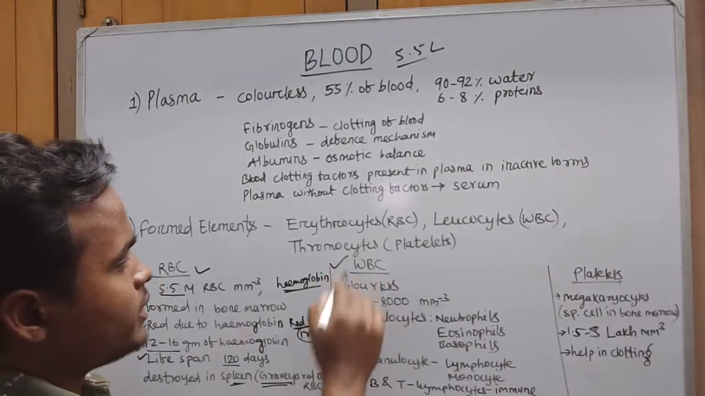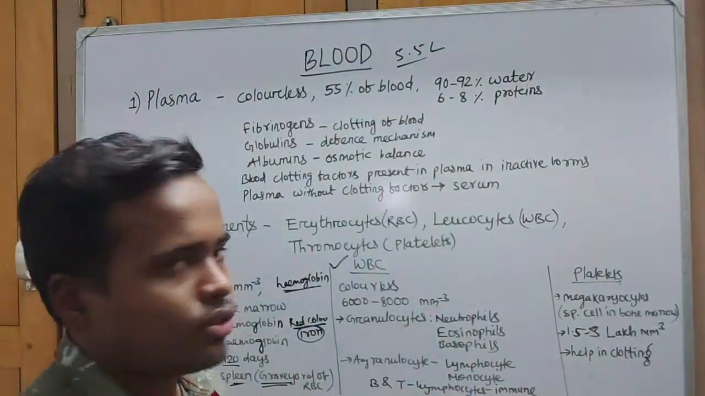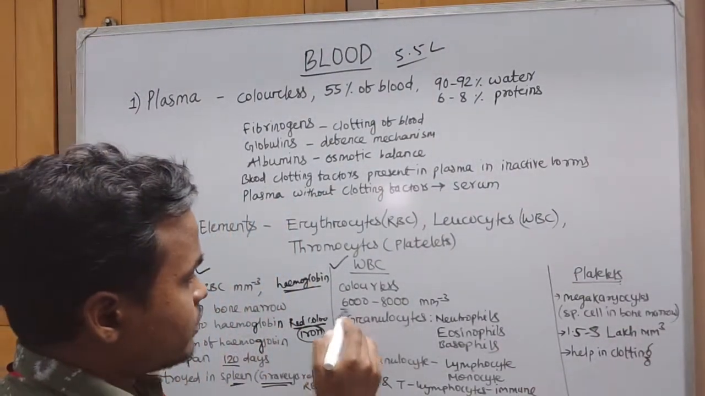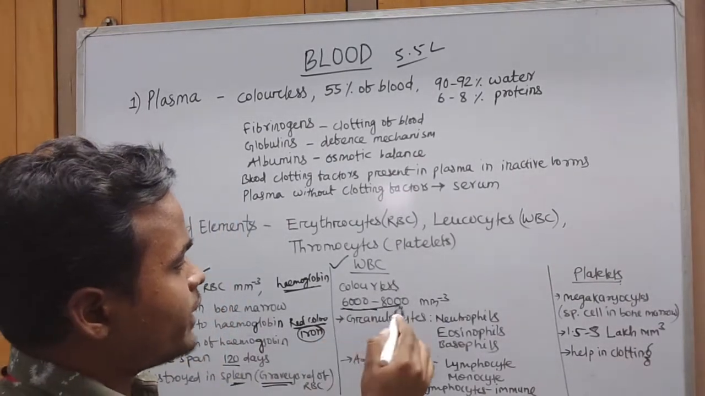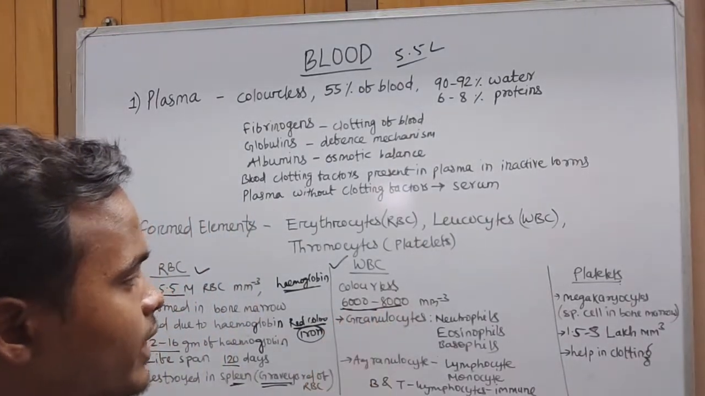Next, WBC, that is white blood cells. These are colorless. Due to colorless, it is called white. Next, the WBC count in blood is about 6,000 to 8,000 mmq. Okay, 6,000 to 8,000, very less quantity.